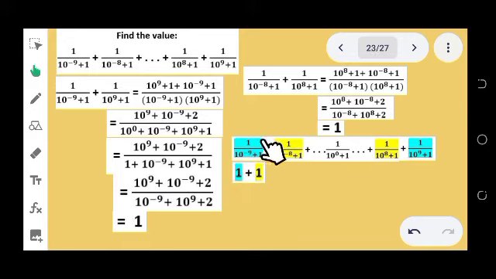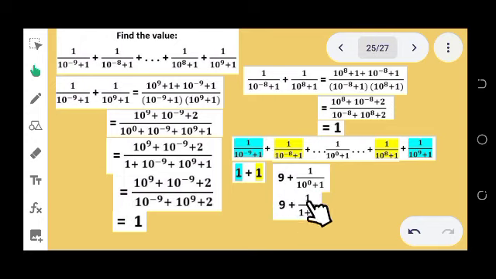Now, if we continue this pairing, we will have 9 pairs. Since the sum of each pair is 1, and we have 9 pairs, we have 9. But when we pair these, we don't have a pair for 1 over 10 to the 0 plus 1. So all we have to do is add the sum of all the pairs, that is 9, plus the value of 1 over 10 to the 0 plus 1.